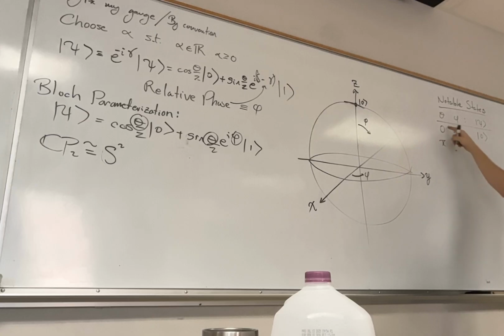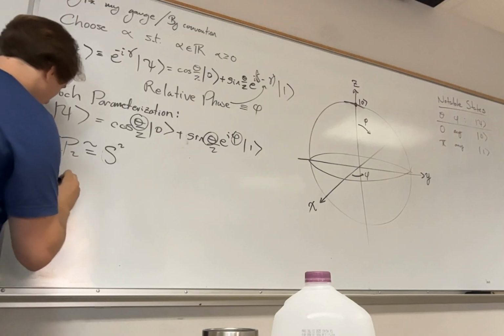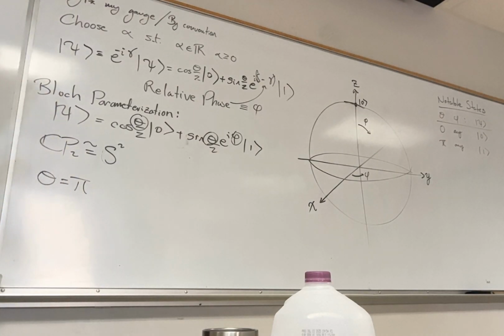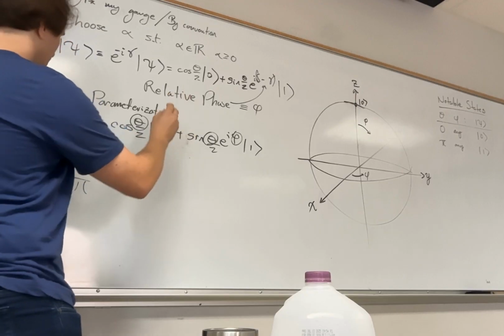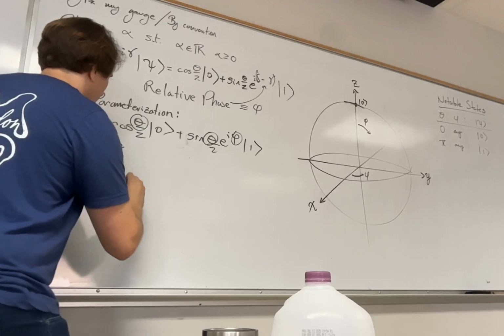The South Pole corresponds to theta equals pi. Again, it doesn't matter what phi is. Although, did we show that? Actually, I have to show that. Let's do this exercise one more time. Theta equals pi. I brushed past this the first time, and no one caught me on it. If theta equals pi, what does this Bloch parameterization tell us psi is?